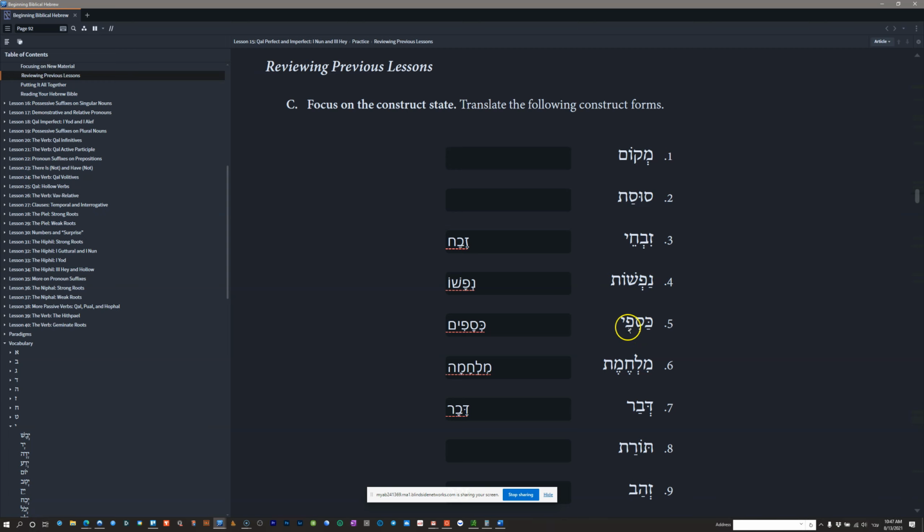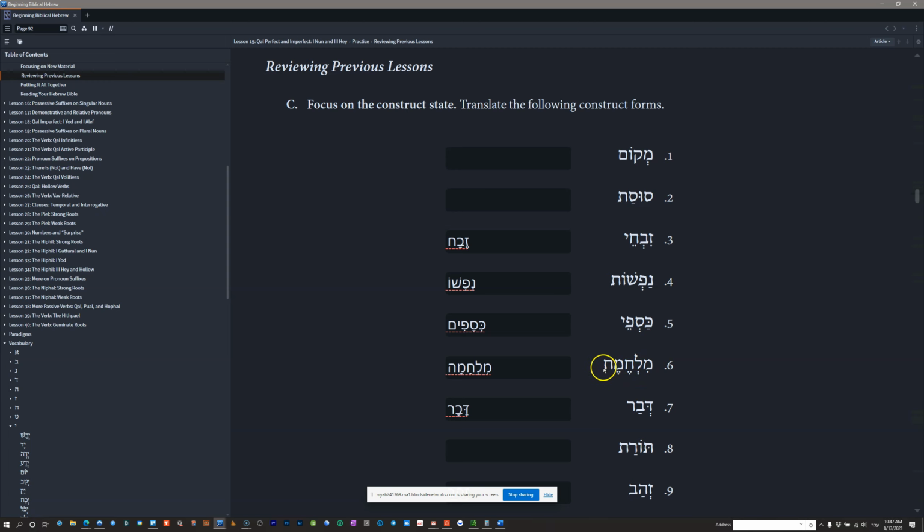Number 5, kasfei. Kasfei, tsere yod indicates masculine plural construct. If we take that off, we get kaf samech pei, which is kesef. Kesef is a segolate. So it would be kesafim, I'm pretty sure, if it were plural absolute. Number 6, we get milchemet. Milchemet is from milchama.